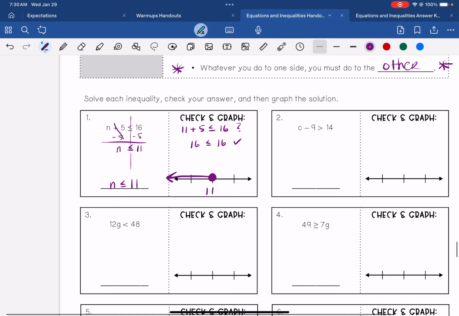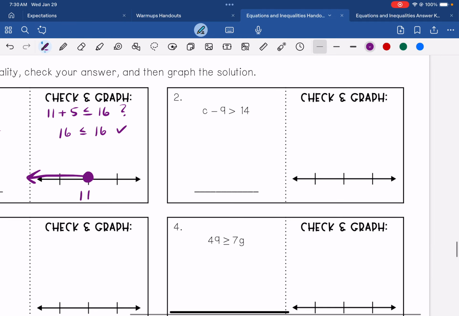Okay, number 2. This time we have subtraction. We still have the variable on the left-hand side, only now we have c minus 9 is greater than 14. So right away, I know that I'm going to be using an open circle. I'm going to add 9 on both sides to get rid of the negative 9. Cross that off. We're left with 1c. c is greater than 14 plus 9, which is 23. So the solution is c has to be greater than 23.